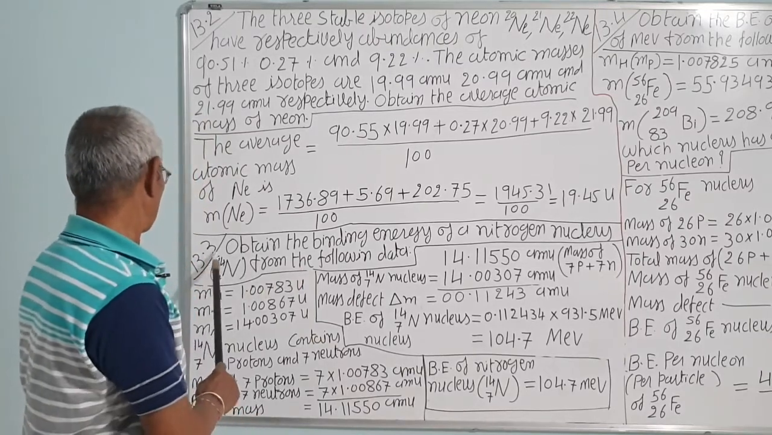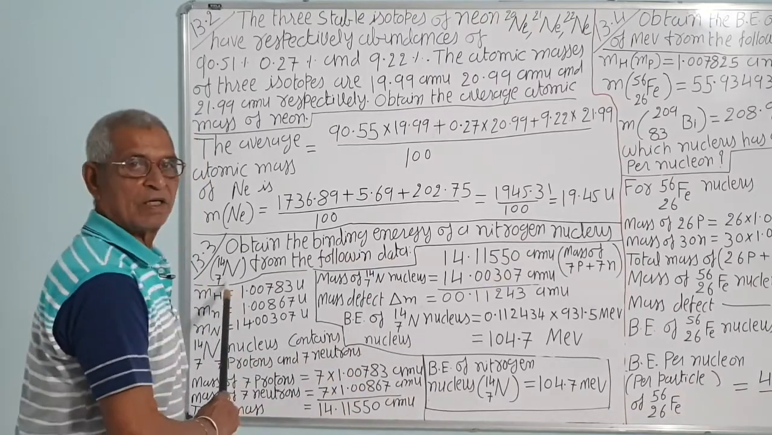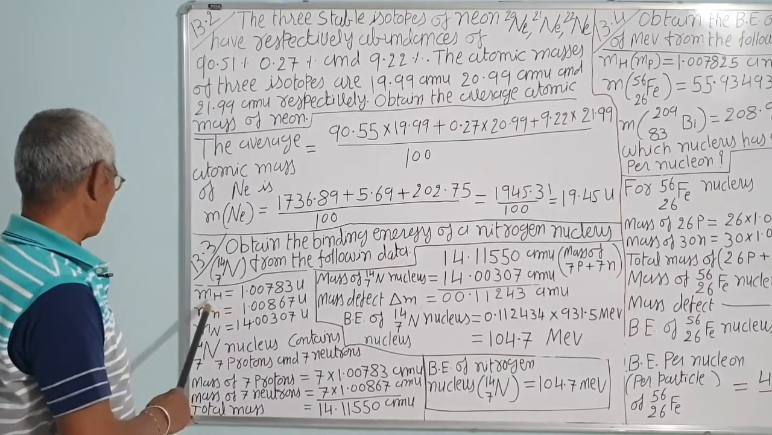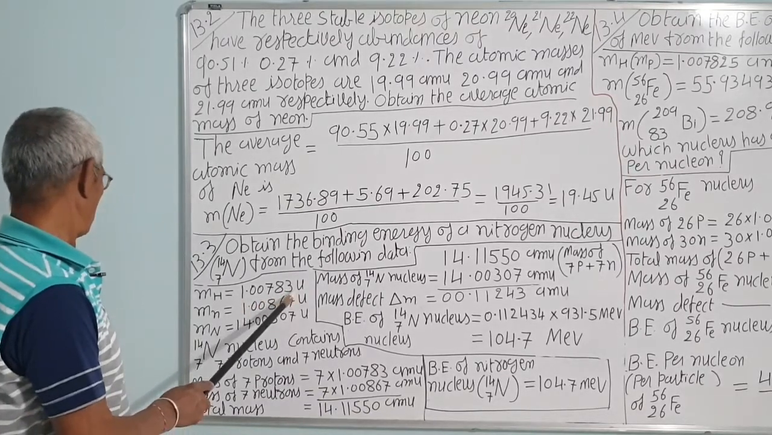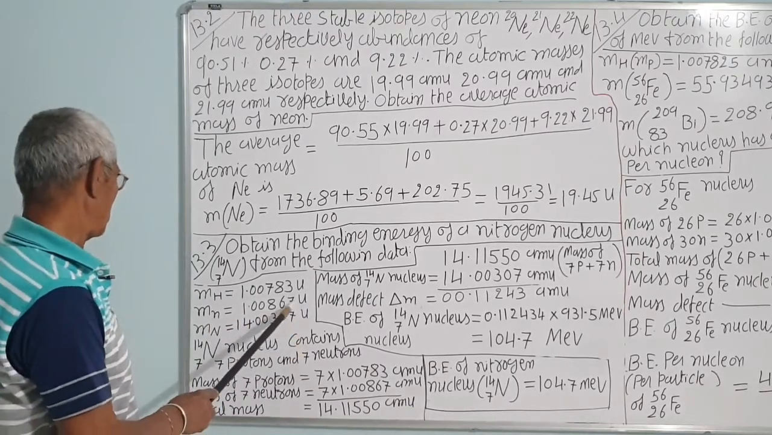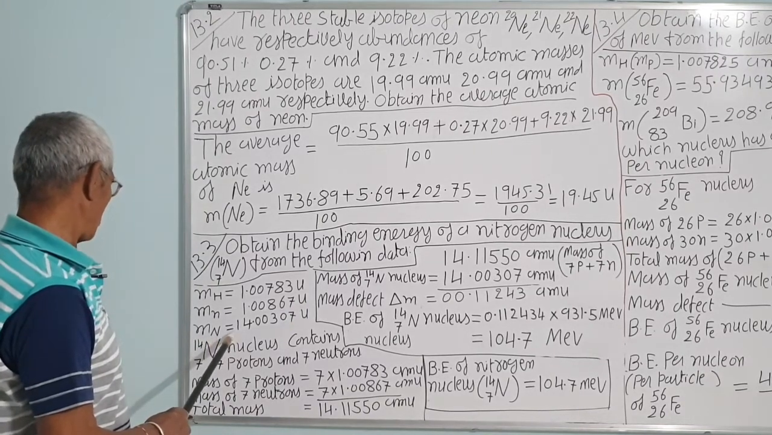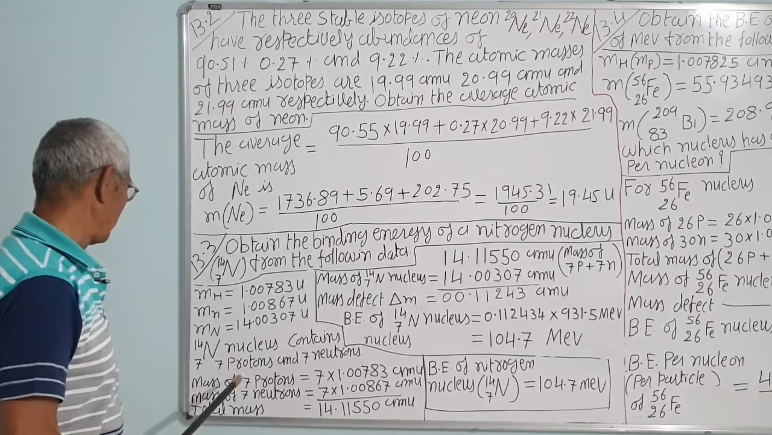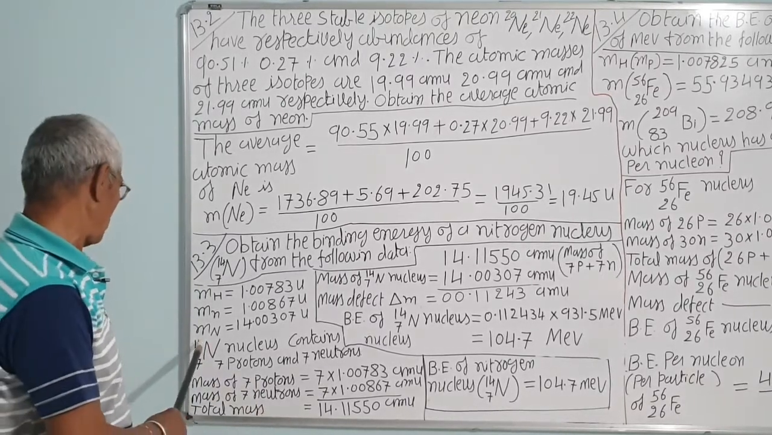Next example, third example, 13.3. Obtain the binding energy of a nitrogen nucleus, N-14 (7), from the following data. Mass of hydrogen atom, that is proton, is 1.00783 atomic mass unit, or u. Mass of neutron is 1.00867 atomic mass unit, or u. Mass of nitrogen nucleus or atom is 14.00307 atomic mass unit. So the nitrogen nucleus contains, it is 14 (7), that is 7 protons and 7 neutrons, the remaining are neutrons.